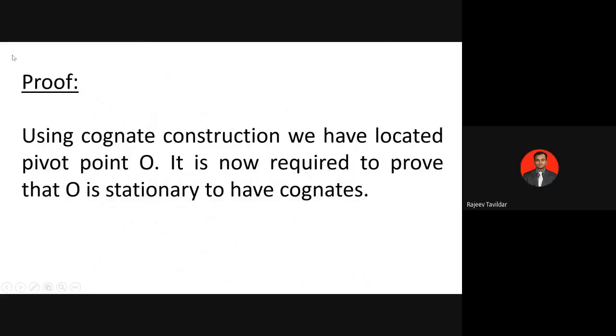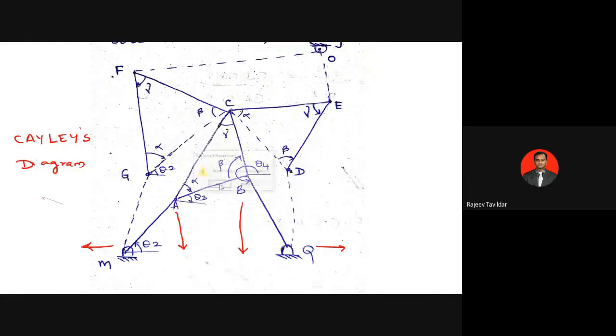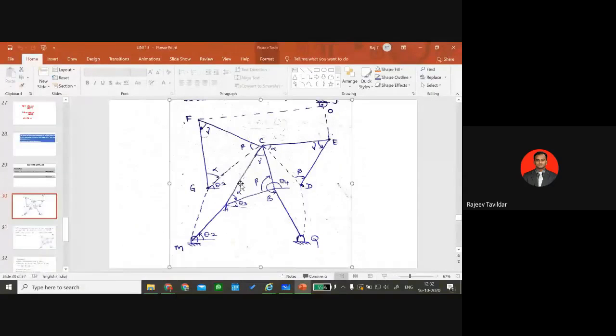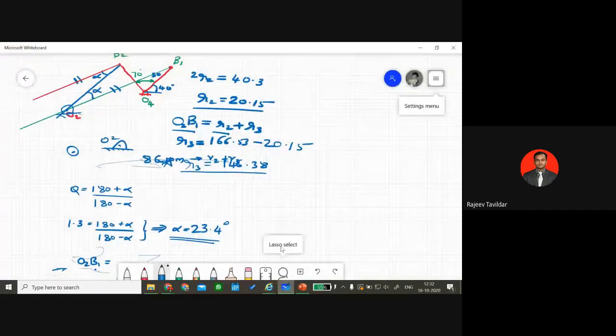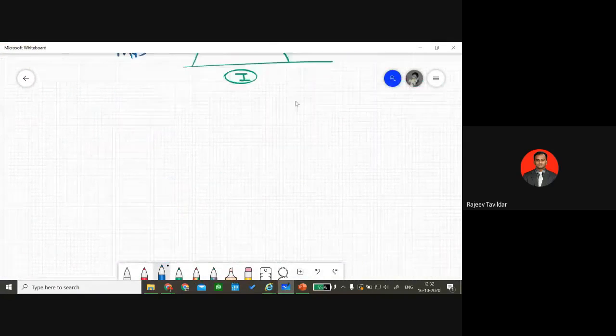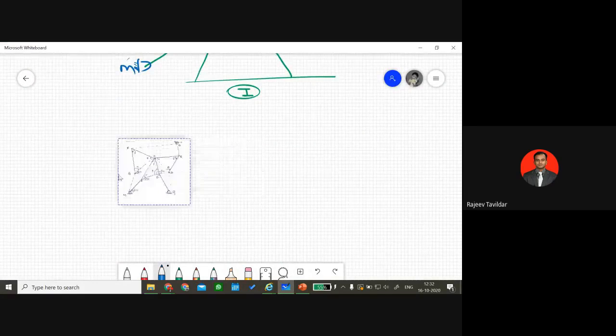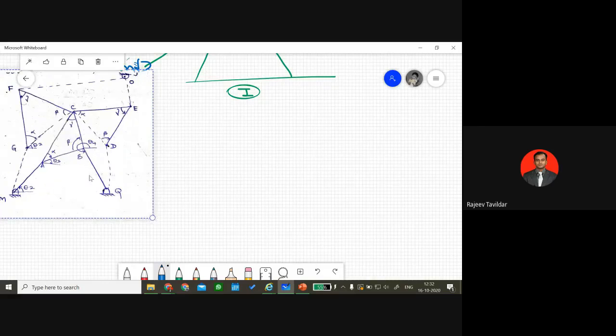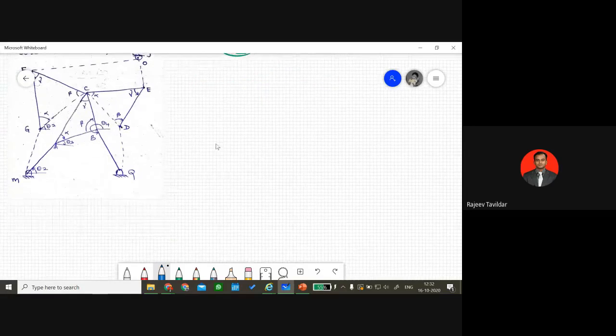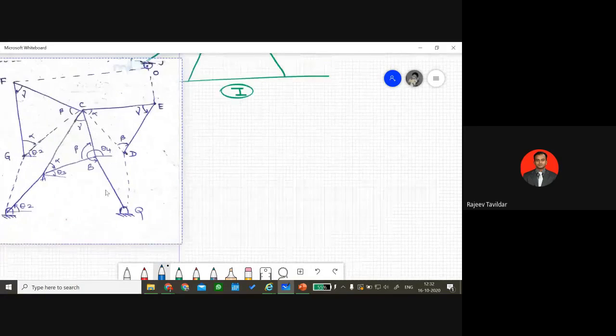Here we have written that the first step of the proof is using cognate constructions. We have located pivot point O. It is now required to prove that this point O is stationary in order to have these two cognates. So let us see how we are going to prove this. Okay, so I have this diagram with me.